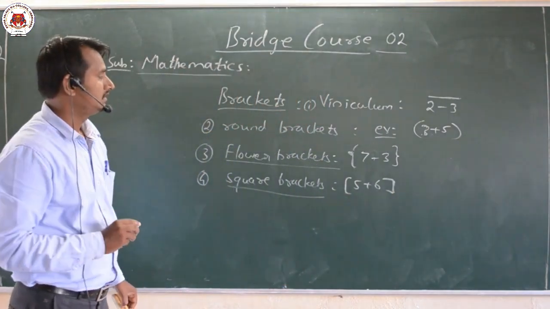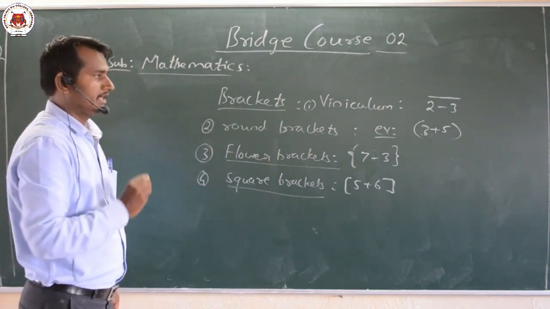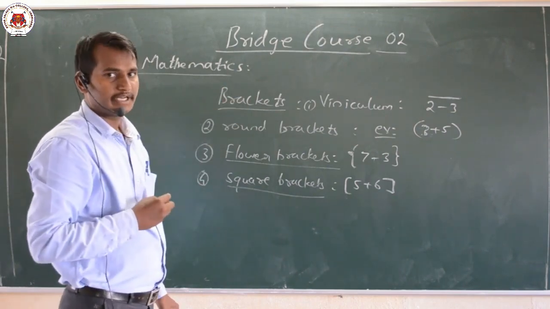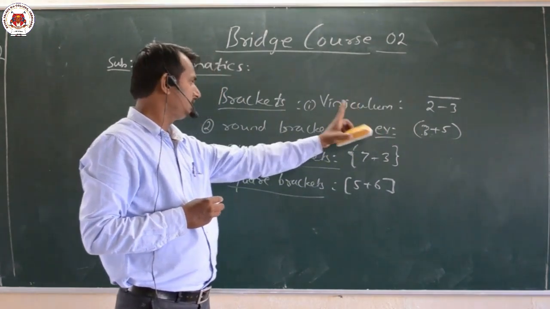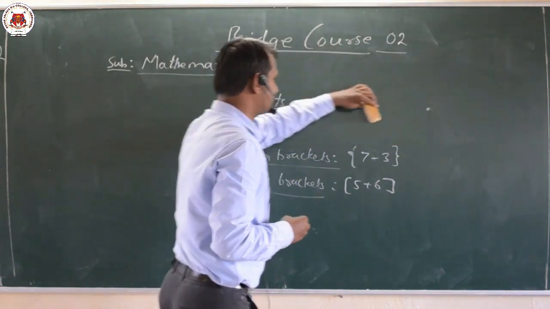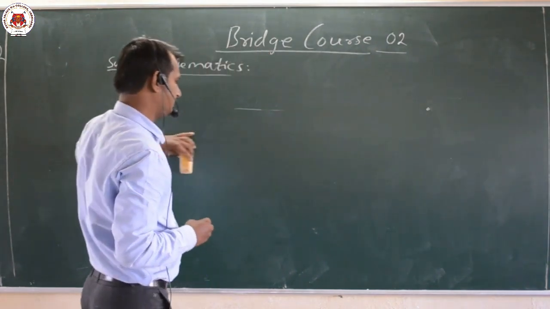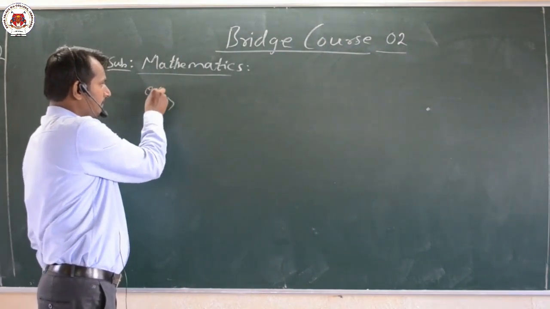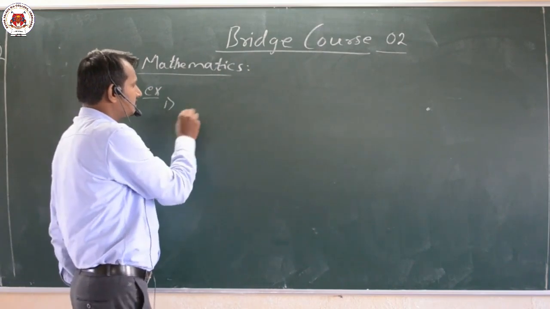Okay dear friends, now we shall take a very simple example to illustrate our brackets. There are 4 types of brackets here. Vinculum is not used nowadays, but it is also part of the brackets. Let us observe the first example.